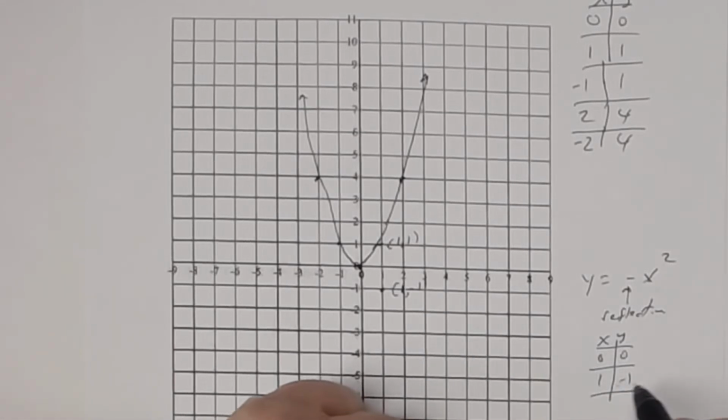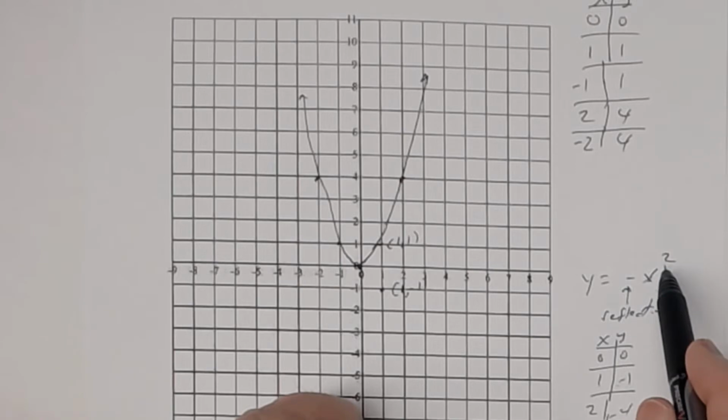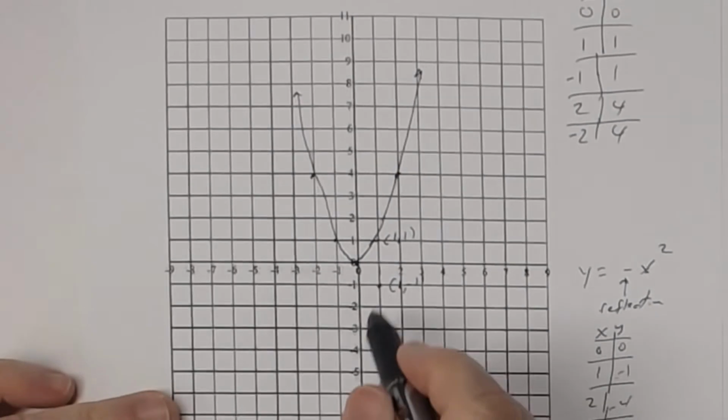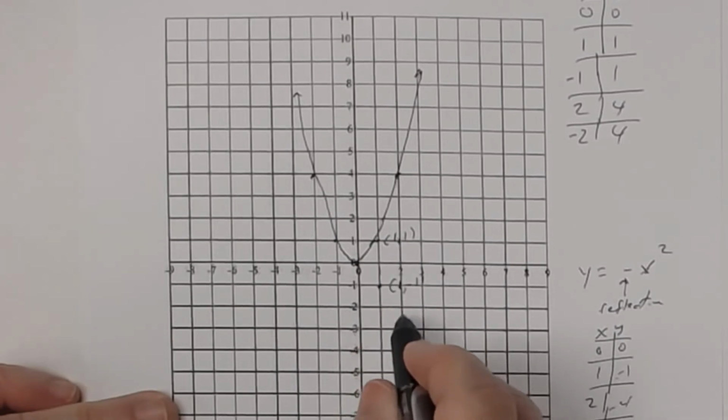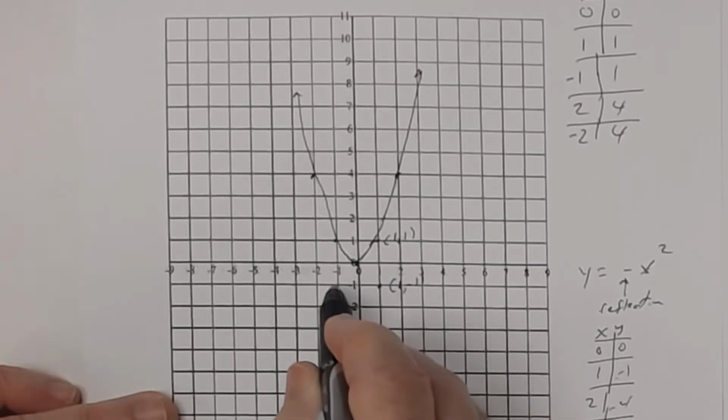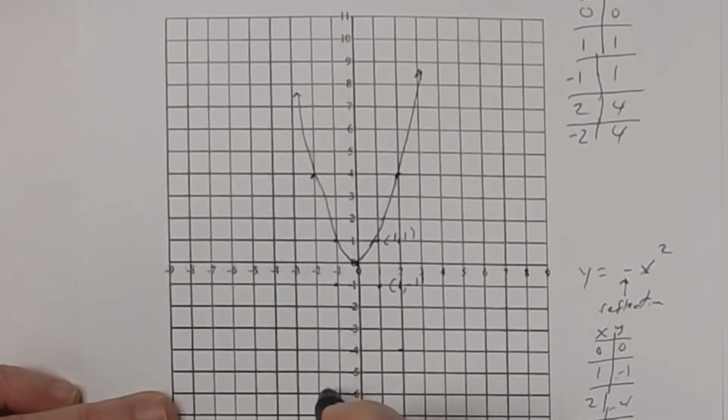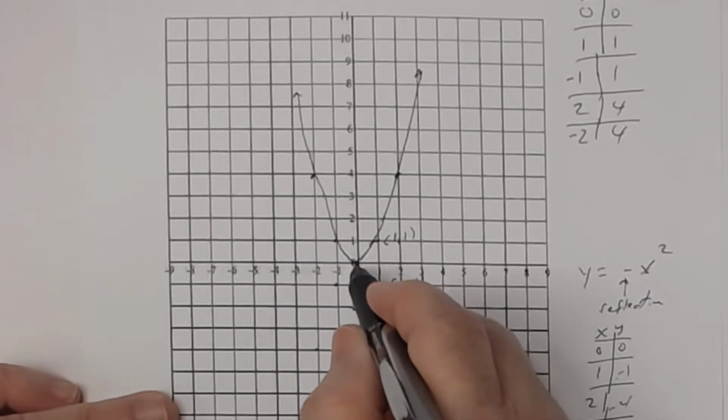That's this right here. When x is 2, 2 squared is 4. The opposite of 4 is negative 4. Negative 2 times itself is 4. The opposite of 4 is negative 4. And so basically you get these points right here: 2, negative 4, and negative 2, negative 4. So you get this. All right.